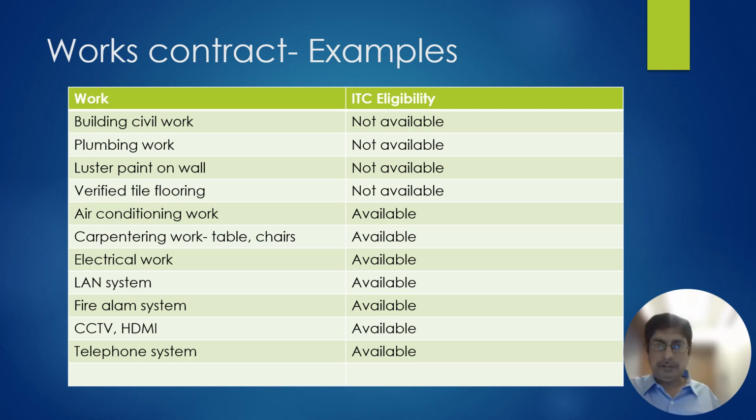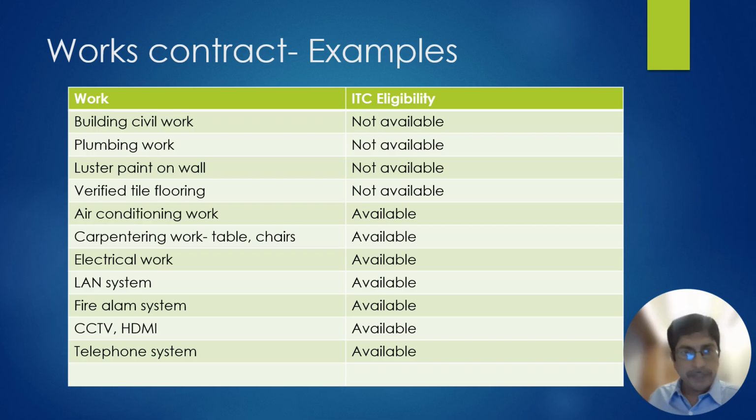Air conditioning work. Air conditioning work is generally plant and machinery. Therefore, the GST credit is available. Then tables and chairs. Tables and chairs are movable items. They are not fixed to earth. GST credit is available. When you sell that table, you will sell it after usage. When you sell that table or chair, you will sell it as a table and chair only. GST credit is available.